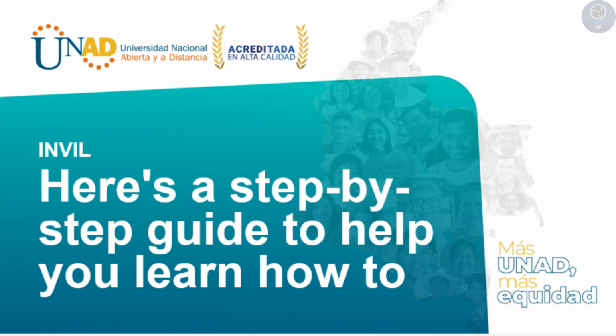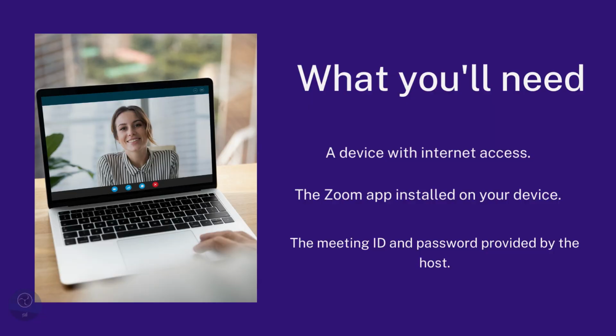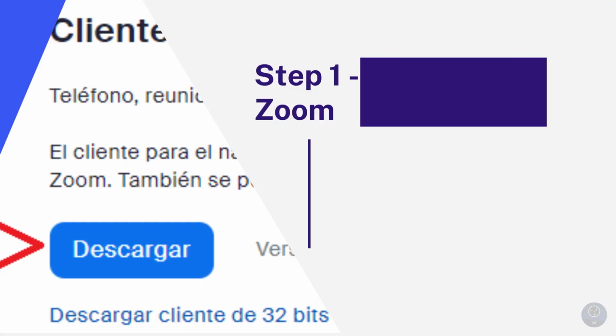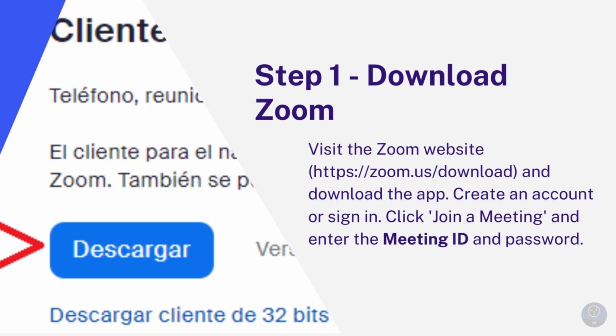Here is a step-by-step guide to help you learn how to join a Zoom meeting. What you will need: a device with internet access, the Zoom app installed on your device, and the meeting ID and password provided by the host. Step 1. Download Zoom. Visit the Zoom website and download the app.